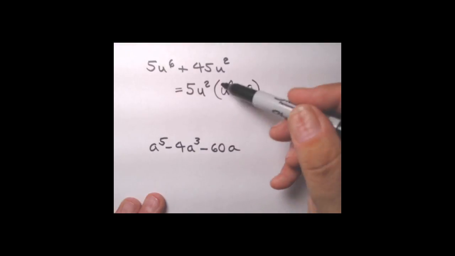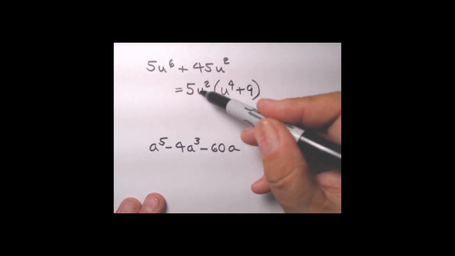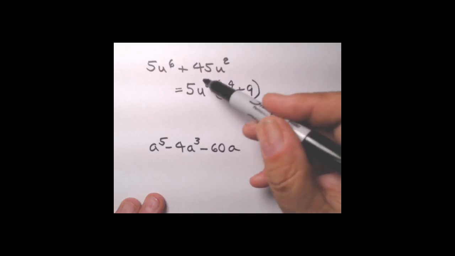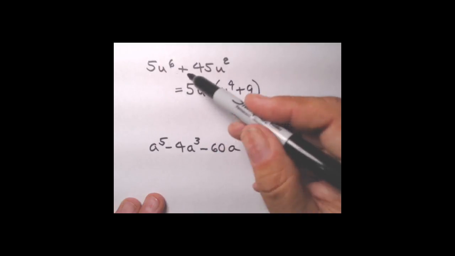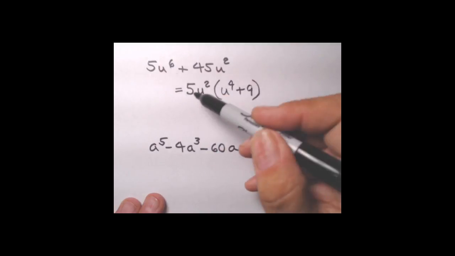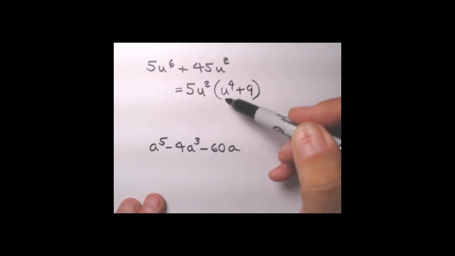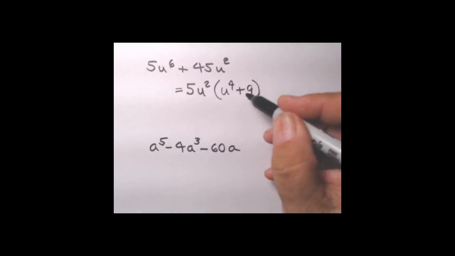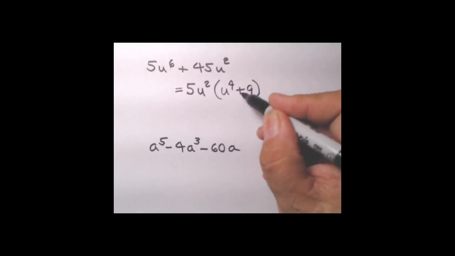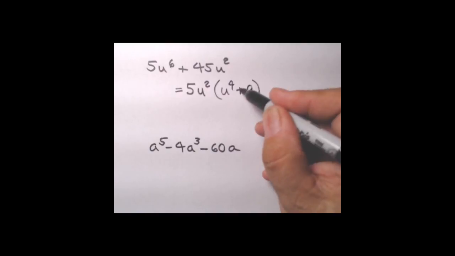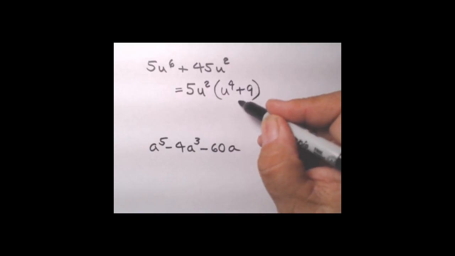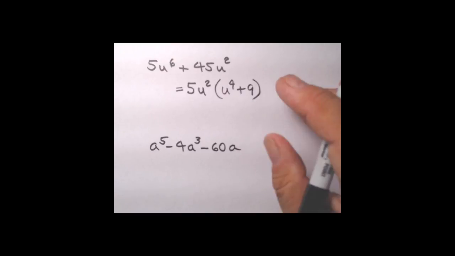Well, let's check and see. 5u squared times u to the 4th equals 5u to the 6th. And then 5 times plus 9 is plus 45u squared. Okay, we're good. Now, if this would have been a minus here, we could have factored more because this would be the difference of two squares. But the plus doesn't work, so we're at the end of the road on this one.